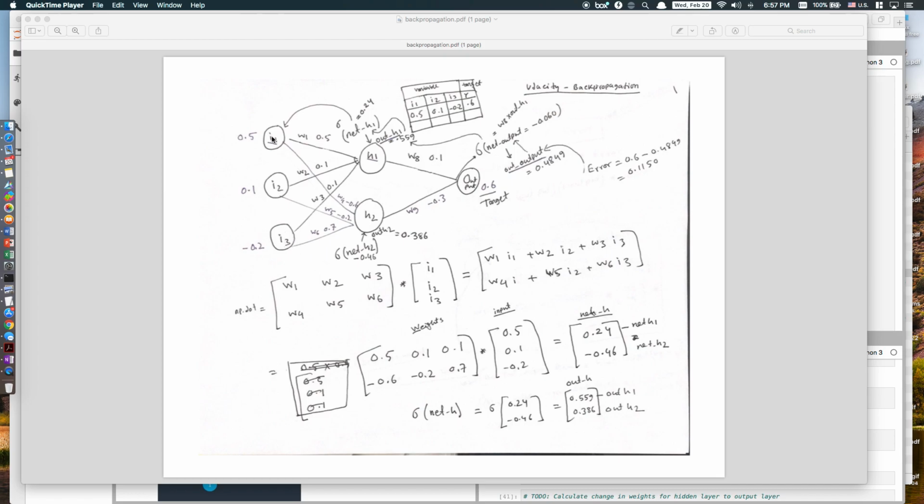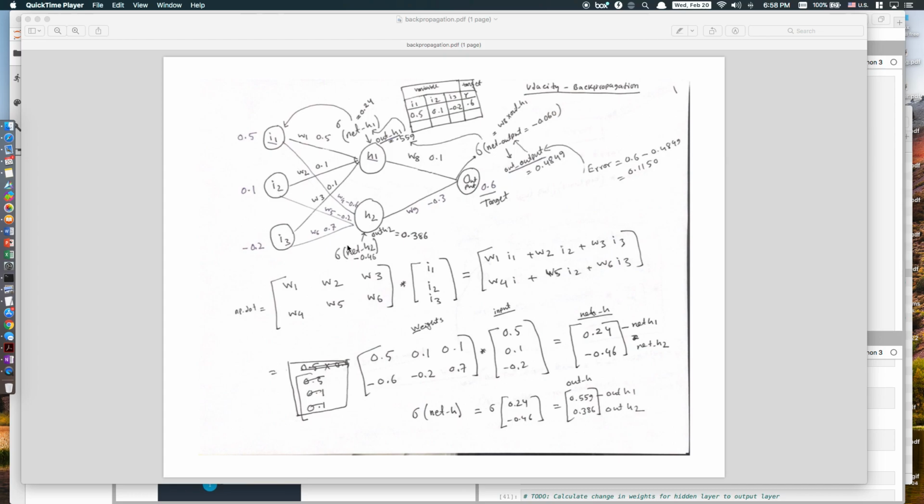Again, see here, i1 with w4, i2 with w5, i3 with w6. We multiply w4 i1 plus w5 i2 plus w6 i3. If we put these values here and multiply, we'll get net h1 0.24 and net h2 minus 0.46.